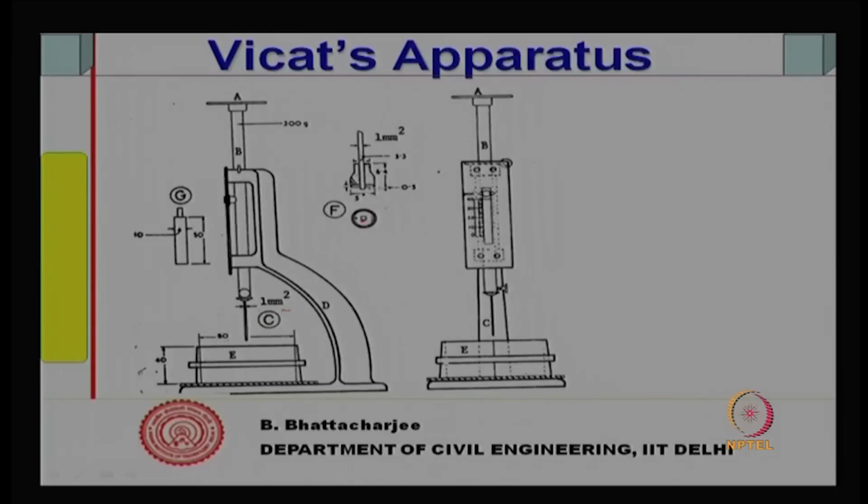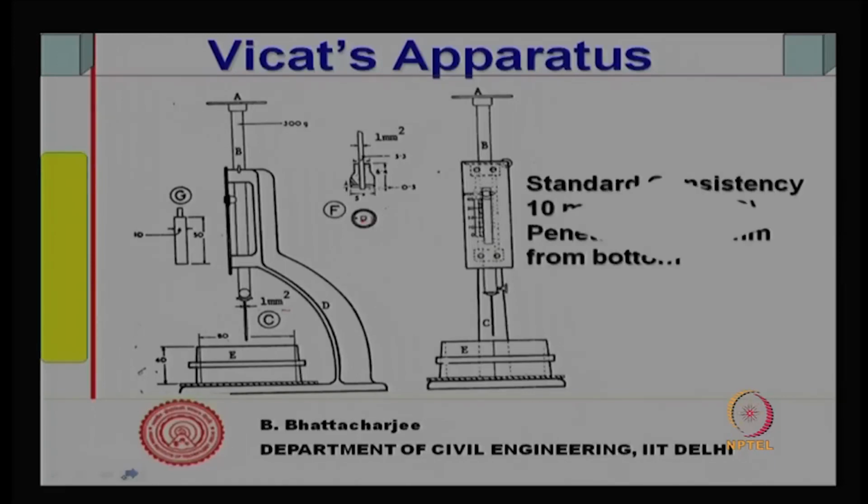So, let us see how standard consistency is determined. This needle, one can lift it up and place it just on top of the cement paste here, and allow it to drop on its own. So, standard consistency is determined by this plunger, 10 mm plunger, that is this one, and its penetration should reach 5 to 7 millimeter from the bottom. So, find out the consistency at which 5 to 7 millimeter from the bottom is reached.